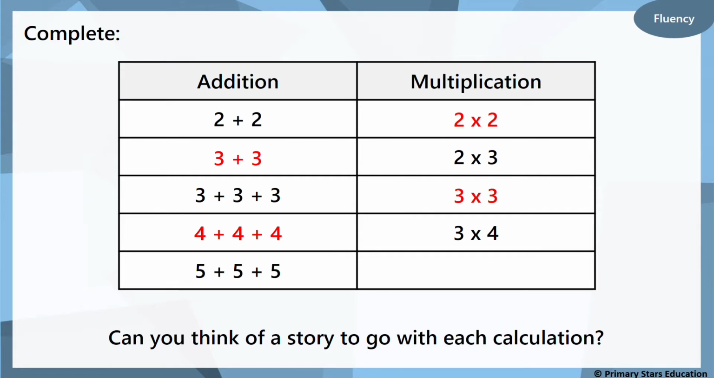Last one now. 5 add 5 add 5. Can you come up with the multiplication? Well, I can see here that we have 3 equal groups with 5 in each group. So that means that it's going to be 3 equal groups of 5 in each group. 3 times 5.